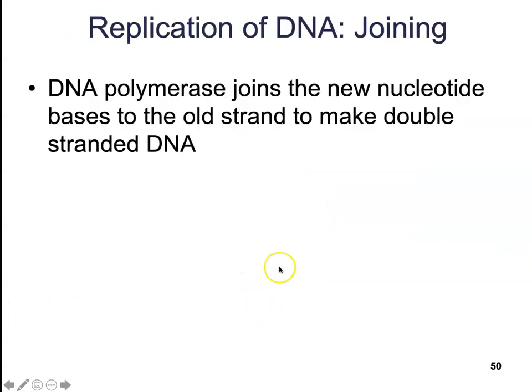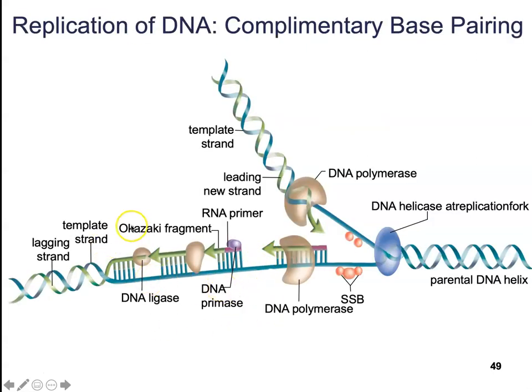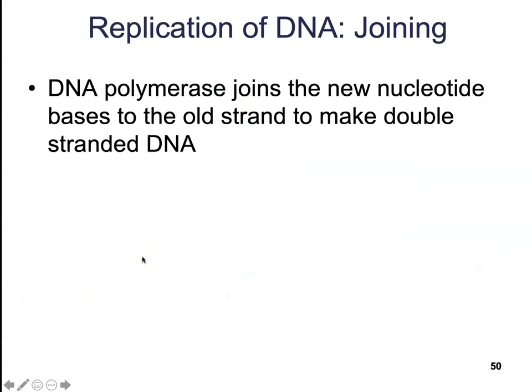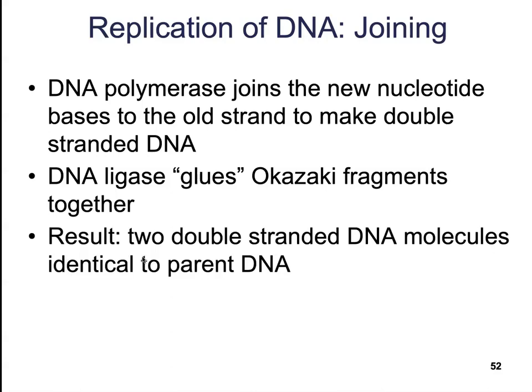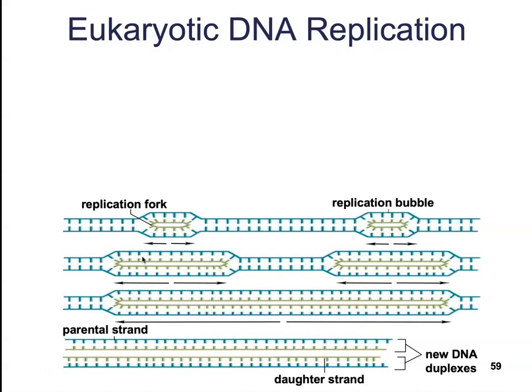These short little fragments here are what are called Okazaki fragments, and they're going to be glued together into one seamless strand by the aid of the molecule DNA ligase. So as we said before, DNA polymerase is going to join the new nucleotide bases to the old strand to make double-stranded DNA. DNA ligase is going to be responsible for gluing those Okazaki fragments together, so we have one long, smooth, continuous strand of DNA. The end result is two double-stranded DNA molecules that are absolutely identical to the parent DNA.